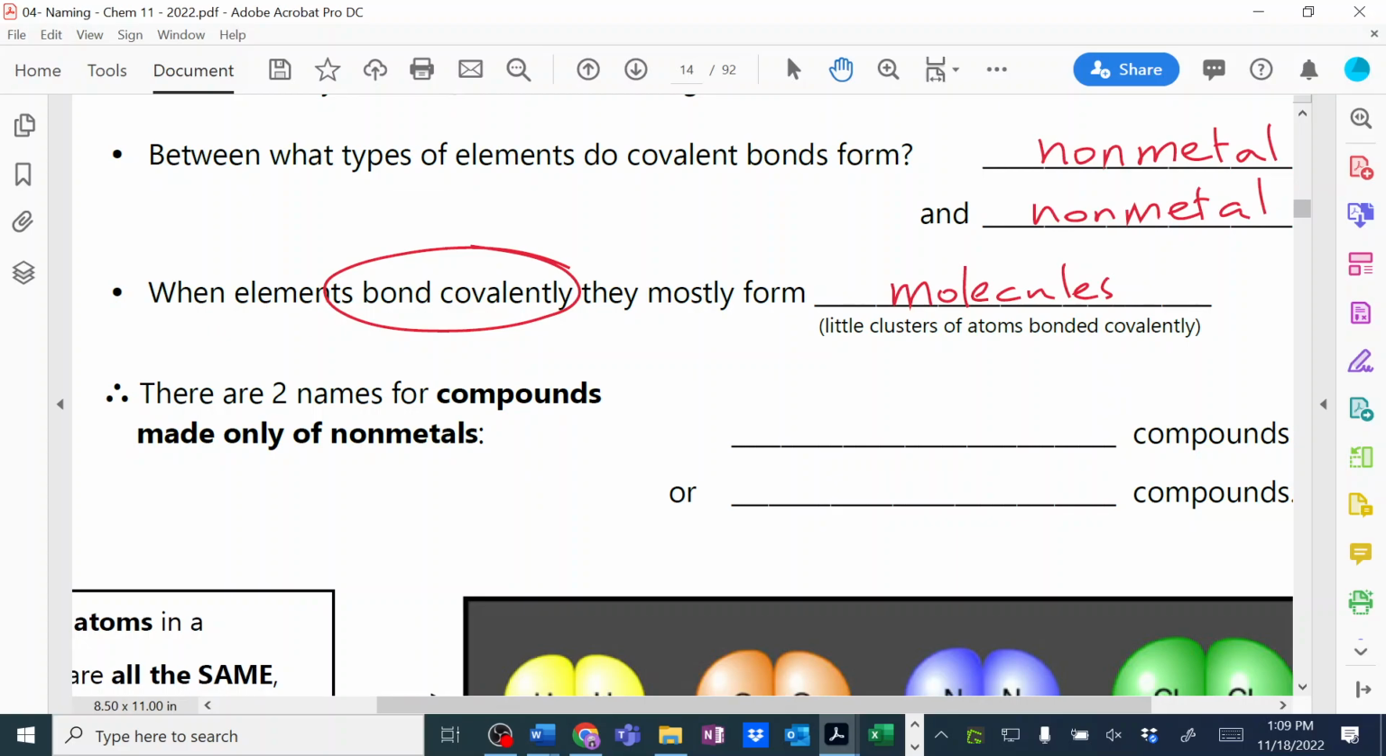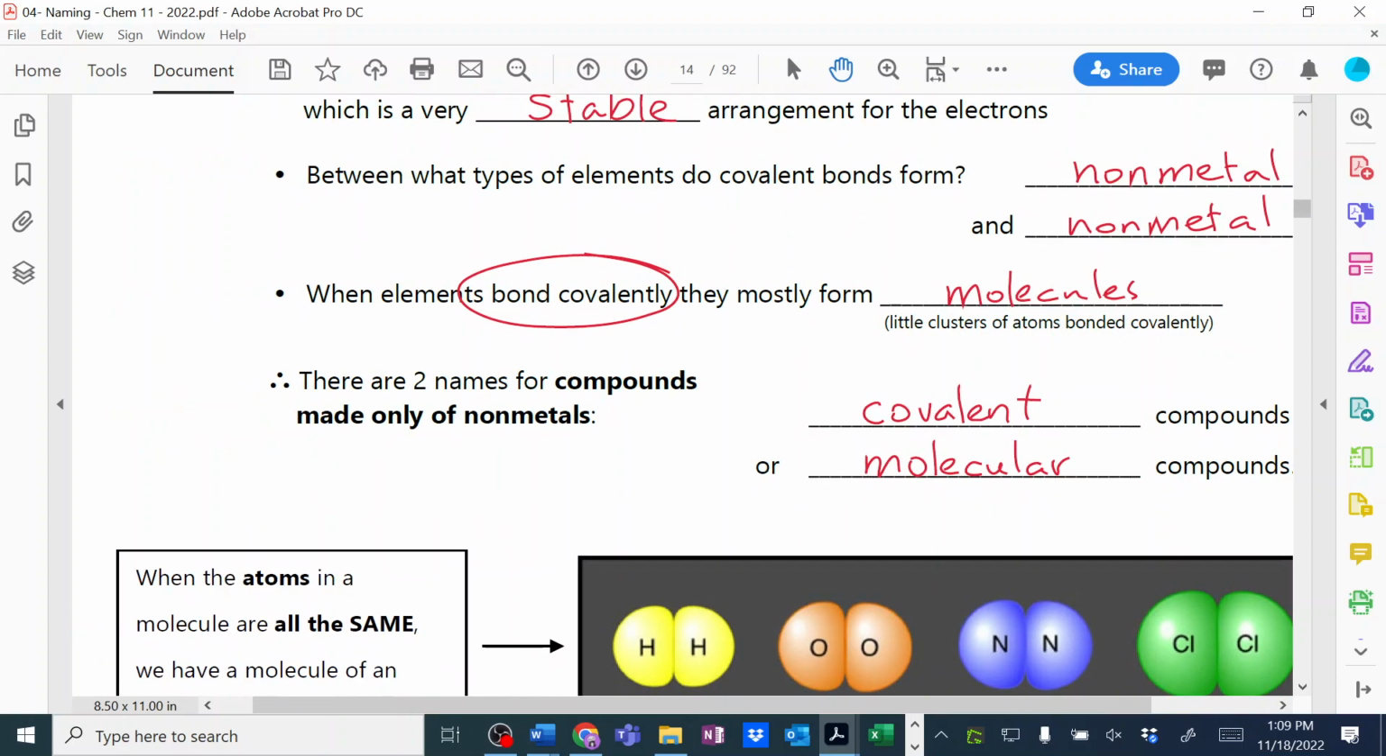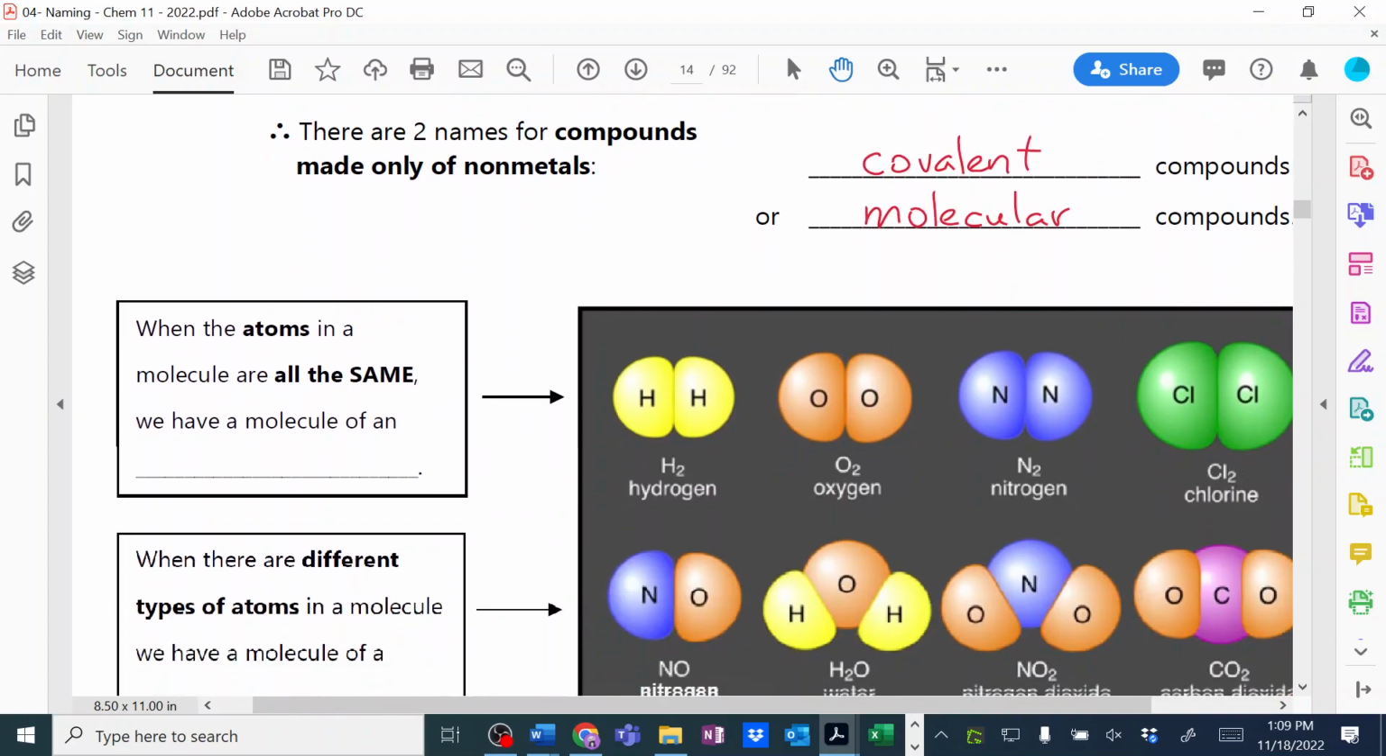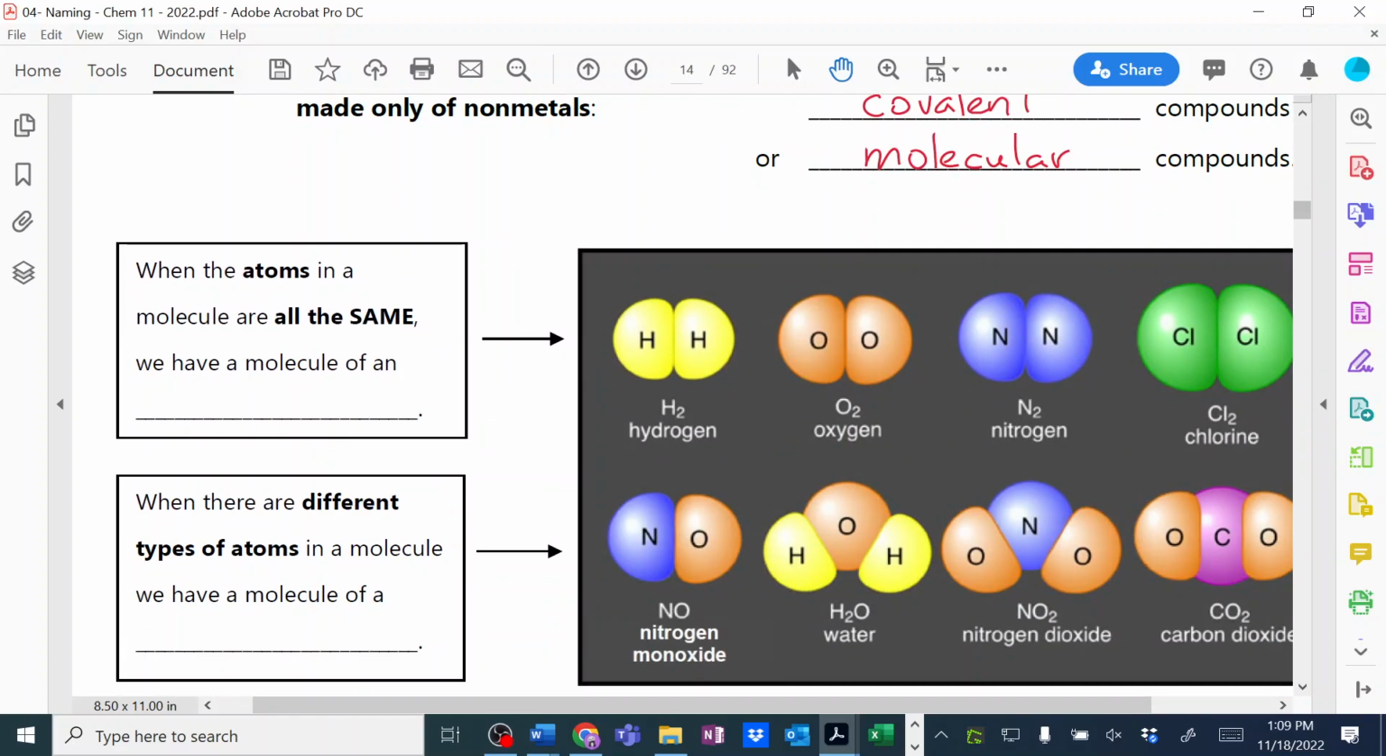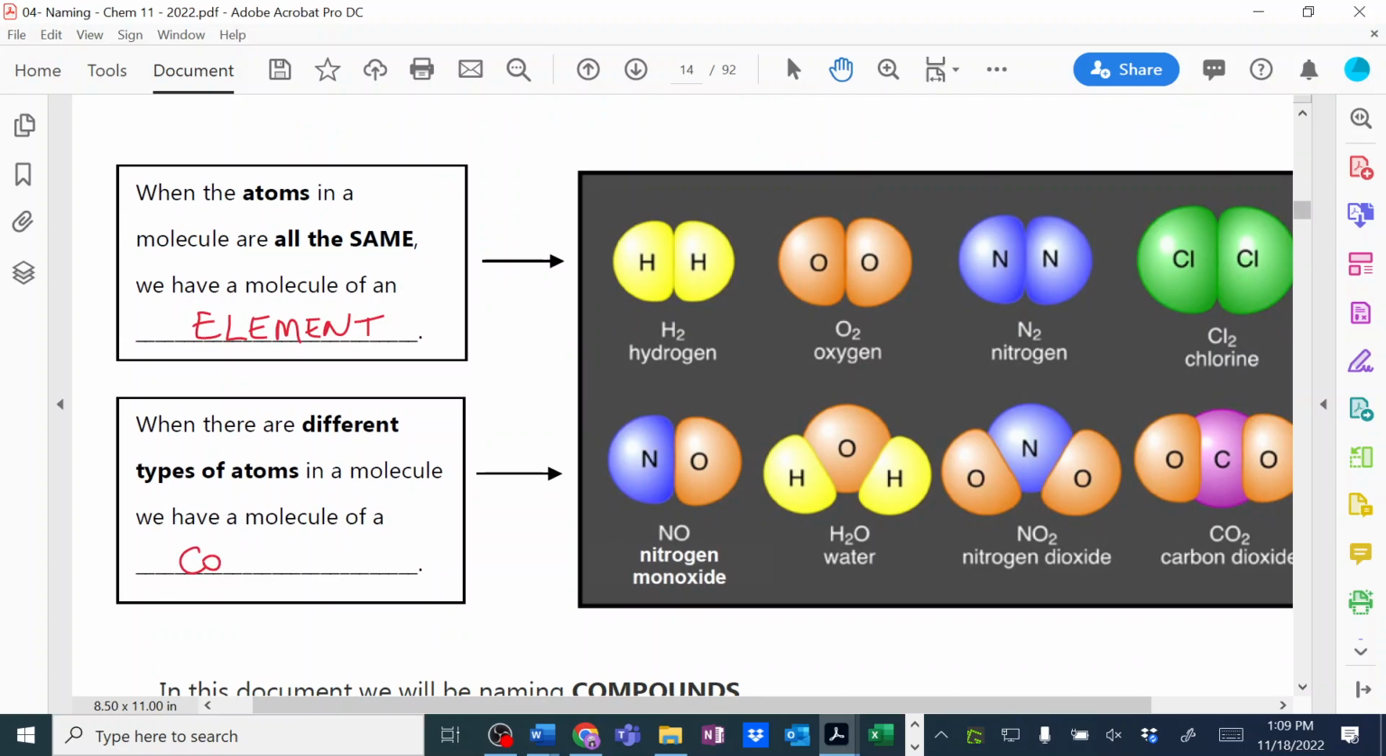There are two names for compounds made of only nonmetals. They are either called covalent compounds, or what's the other name? Molecular. And just as a reminder, when all the atoms in a molecule are all the same, we have a molecule of an element. When there are different types of atoms in a molecule, we have a molecule of a compound.